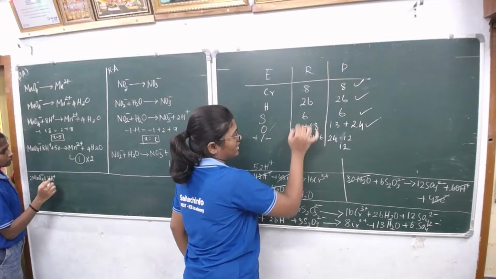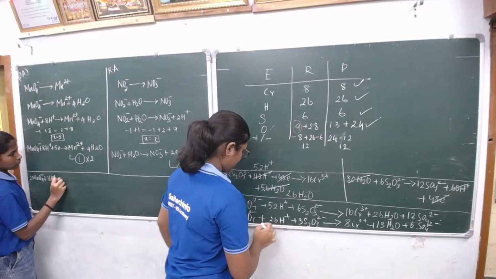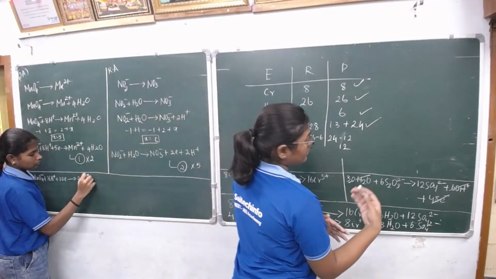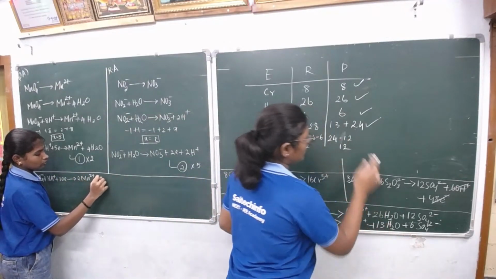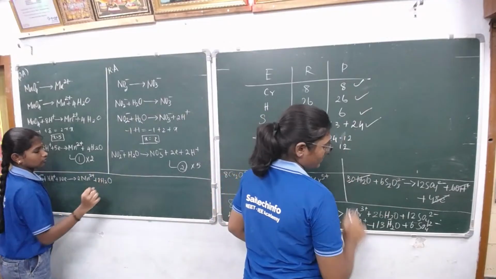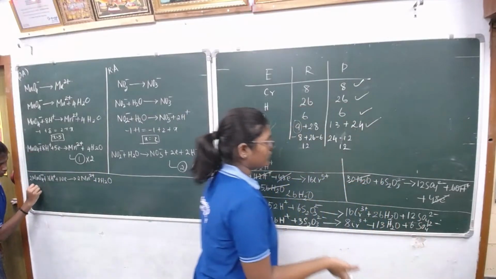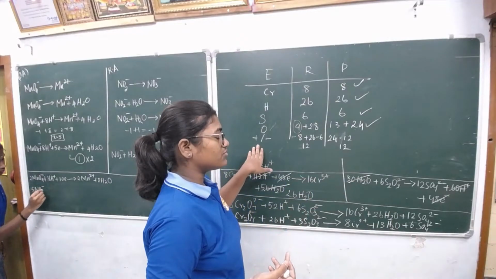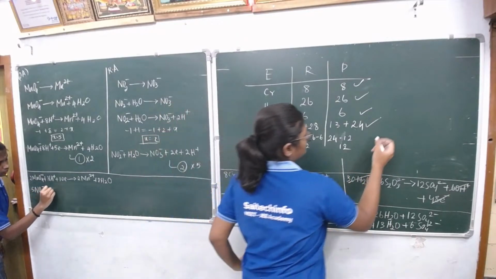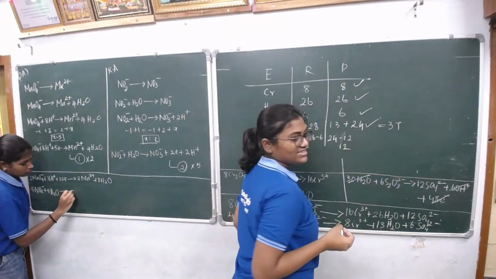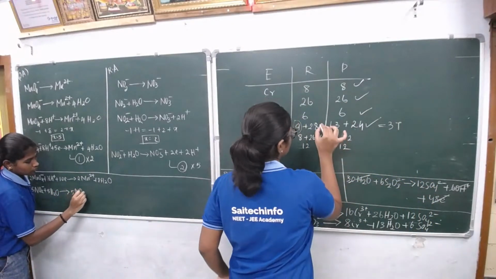Into 3, it is 9. And the next one is 7 into 4, it is 28. And in the product side, we have 13 oxygens, so 13 oxygen plus 24 oxygen, 4, 6 are 24. And totally how many oxygen? You have to write down that one. 37, sir. So there also 37.